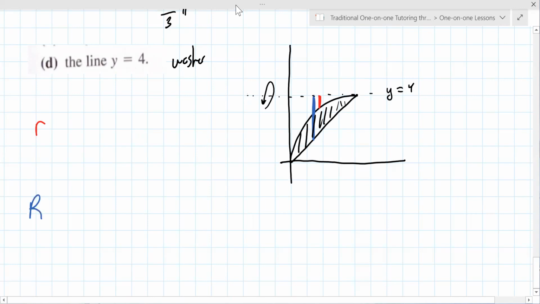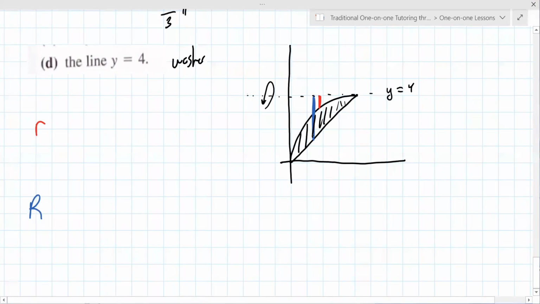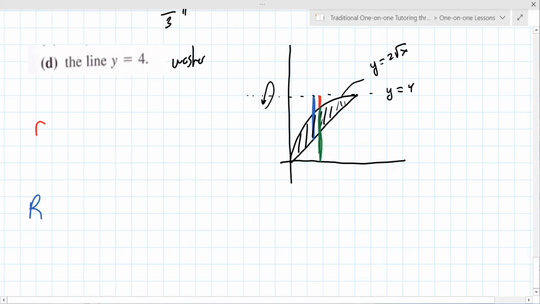Okay. And if we use the same ones as before, this top curve is, what did we say it was? It was y equals 2 square root of x. That gives us the height, let me use another color here. It gives us this right here, but we want the red. So the red is 4 minus the green.